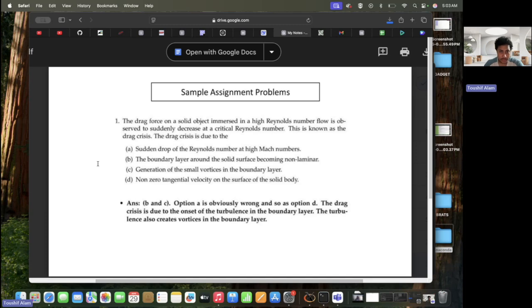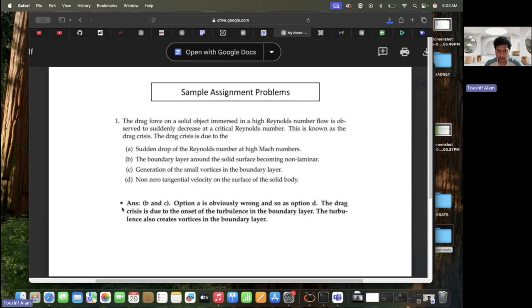If you follow the answers B and C, option A is obviously wrong, and so is option D, because option A is saying sudden drop of the Reynolds number at high Mach numbers. The drag force on a solid object is at high Reynolds number, so there can't be a sudden drop of Reynolds number. The drag crisis is not due to that. Option D, non-tangential velocity, is also wrong.